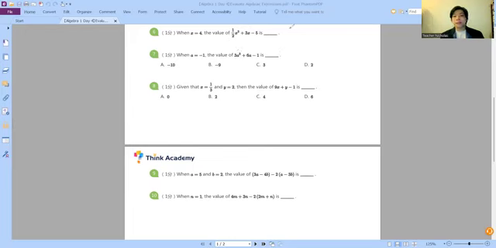So that'll be 1/2 times, well, 4 squared plus. Let me label my question. This is question 6. 3 times 4 and minus 5.